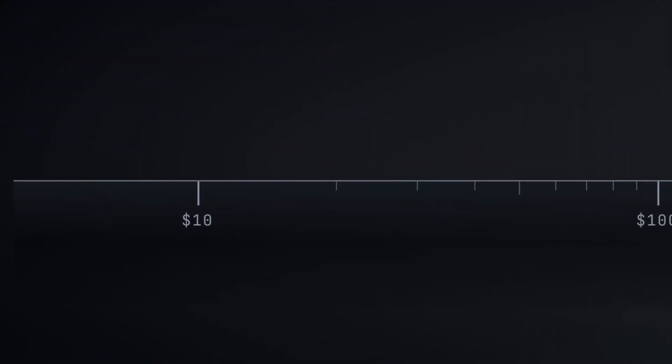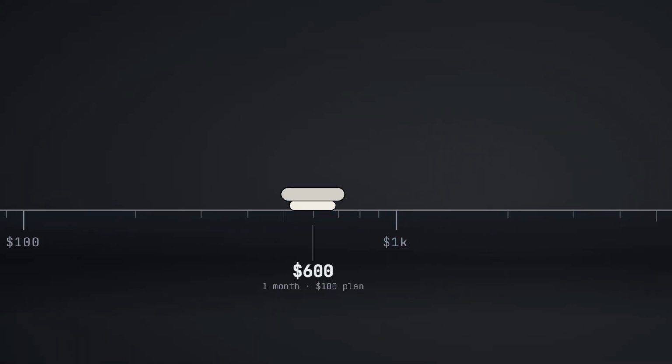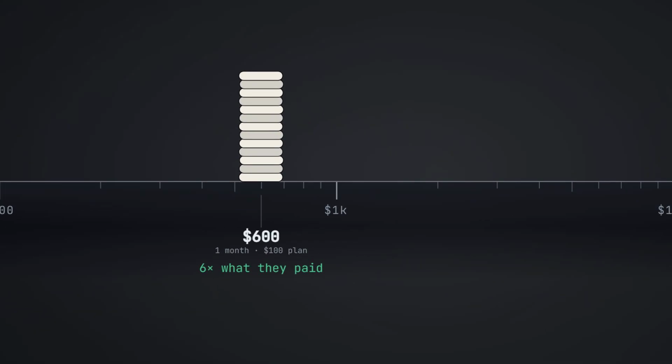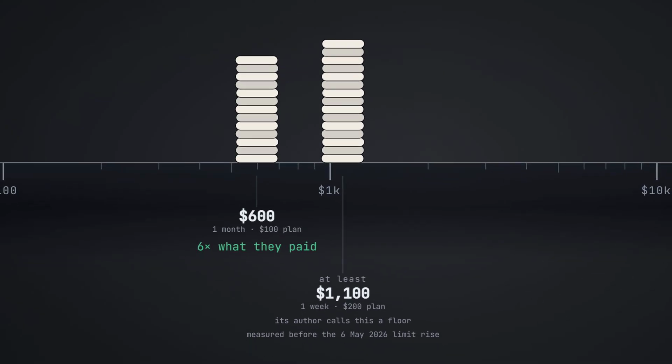One developer measured every Claude session they ran across roughly 6 months and found $19.32 of usage, which is half a year of work on a plan that bills every month. Another on the $100 plan measured about $600 inside a single month, so they took back 6 times what they paid, and one instrumented week on the $200 plan reached at least $1,100. The developer who measured it calls that a floor and ran it before the limits went up, so the real ceiling sits higher. Sustain that for a month and the plan gives back something like 22 times its price.